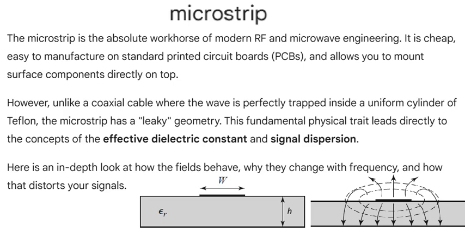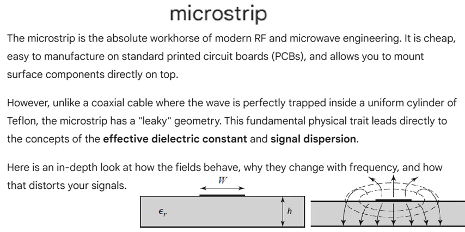The microstrip is the absolute workhorse of modern RF and microwave engineering. It is cheap, easy to manufacture on standard printed circuit boards, PCBs, and allows you to mount surface components directly on top. However, unlike a coaxial cable, where the wave is perfectly trapped inside a uniform cylinder of Teflon, the microstrip has a leaky geometry.